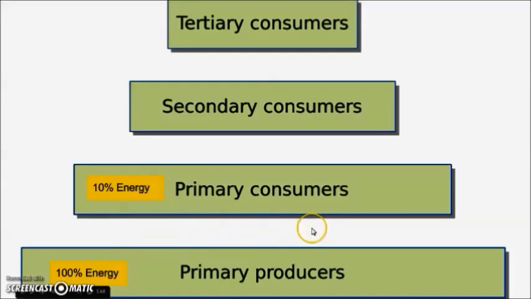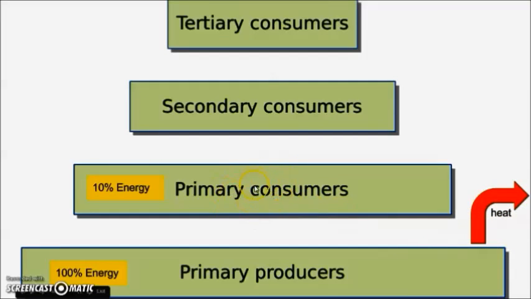Well, most of the energy in the primary producers gets lost as heat from the primary producers using that energy, and then ultimately the energy gets converted into thermal energy. And remember, energy can't be destroyed, so any energy that the producer uses will eventually get turned into heat. So 90% of the energy gets lost as heat.